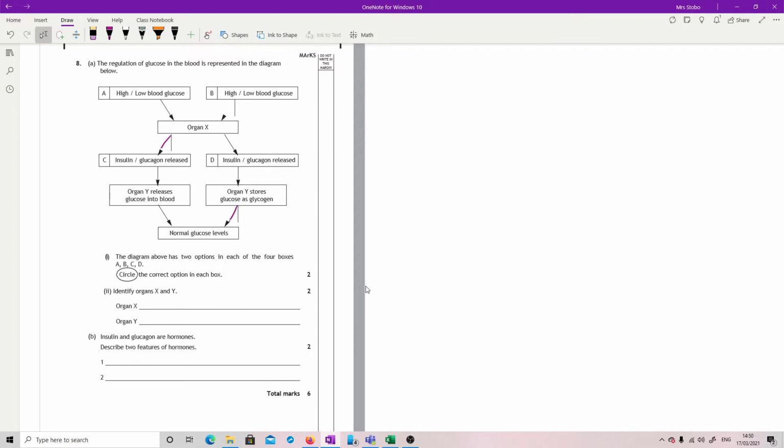Apologies for the slightly dodgy arrows. That's just, again, importing it so that I can write in it, which means that you end up with sometimes printing out a little bit different. The diagram above has 2 options, and for each of the 4 you circle the correct option. Now you actually have to do quite a bit of work for this.